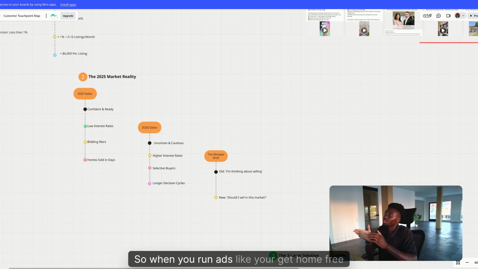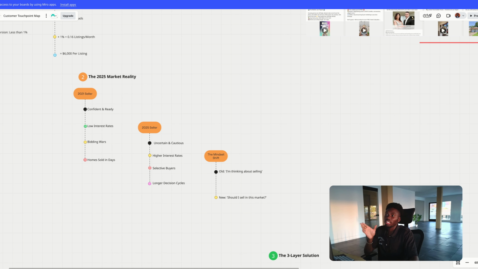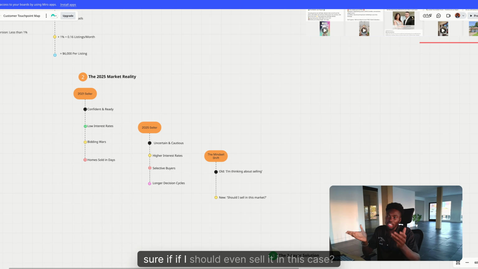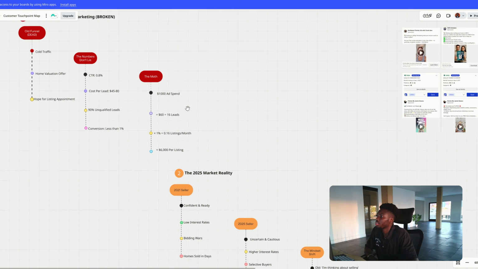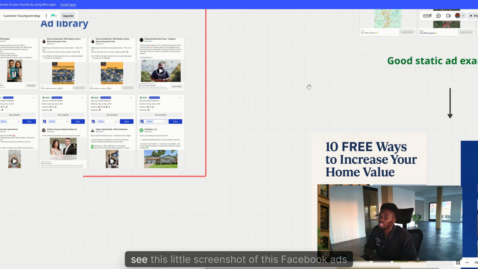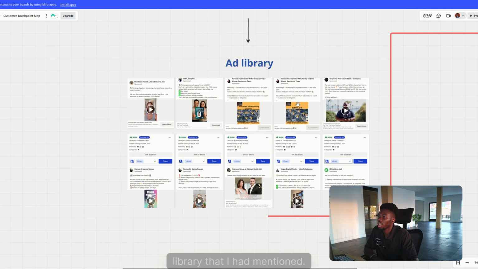So when you run ads like your get home free evaluation, you're speaking to 2021 sellers, but in 2025, sellers are thinking, why would I want to know my home value if I'm not sure if I should even sell it in this case? So now, to reiterate, let me actually show you what's happening with these ads that are currently being run. As you can see right here, you can go through and see this little screenshot of this Facebook ads library that I mentioned.